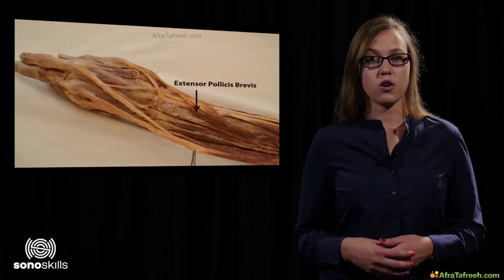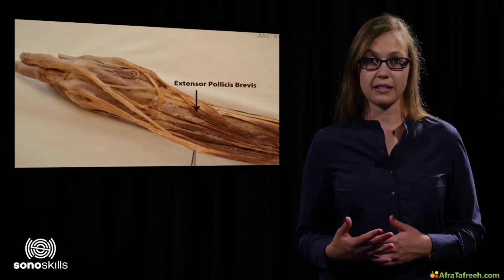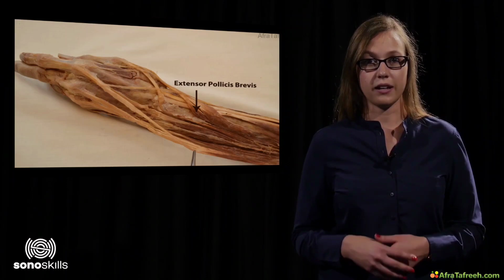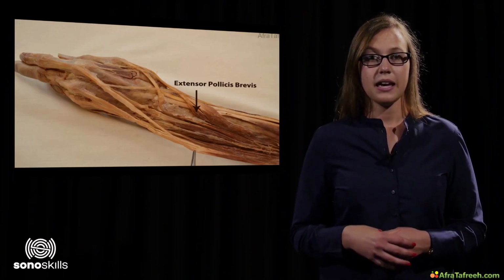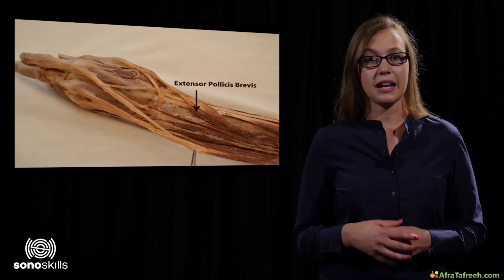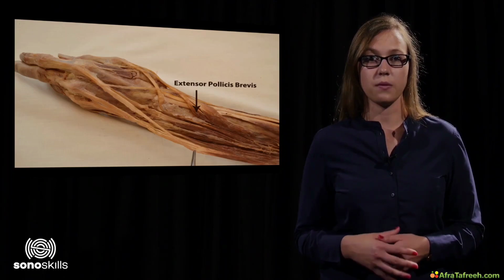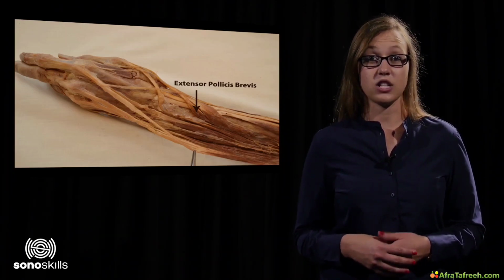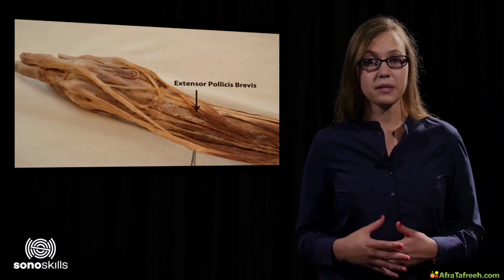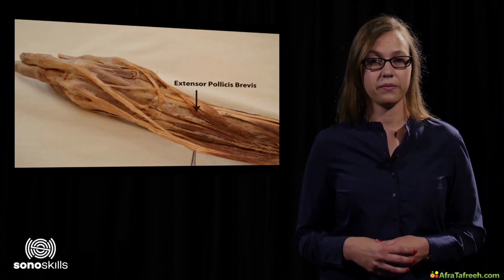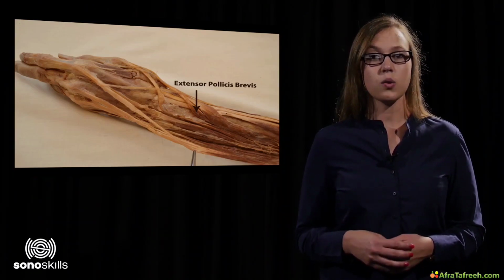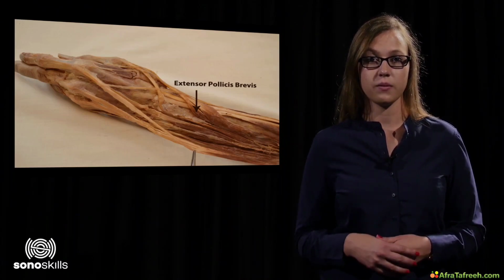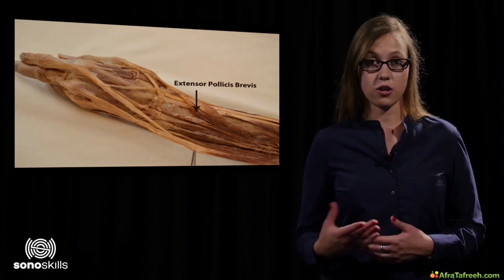The EPB originates from the proximal radius and interosseous membrane. It inserts on the proximal phalanx of the thumb. The EPB extends and abducts the thumb at the metacarpophalangeal joint. An anatomical variant that you might encounter is the absence of an EPB. In this case, there will be a fusion with the tendon of the extensor pollicis longus, which can be observed in the 3rd compartment.